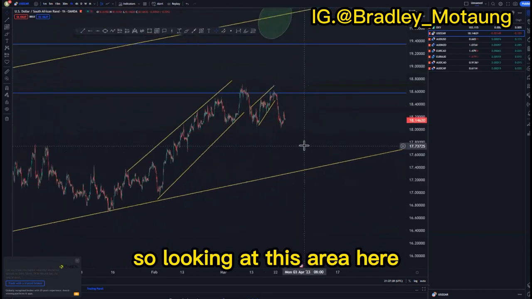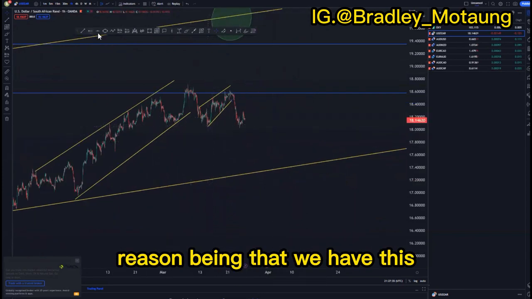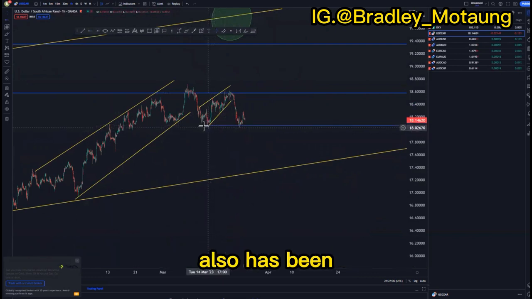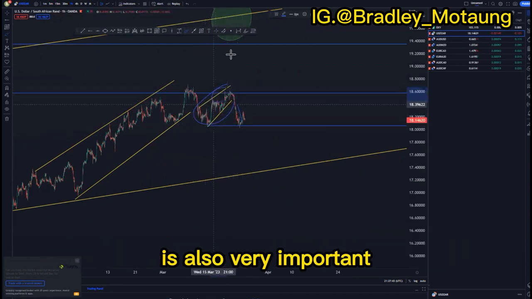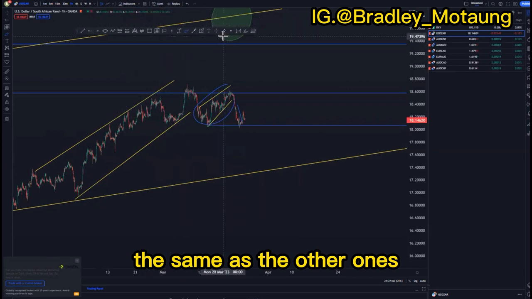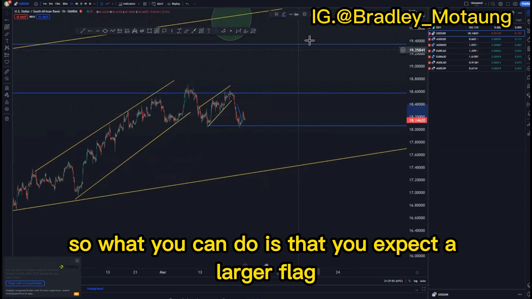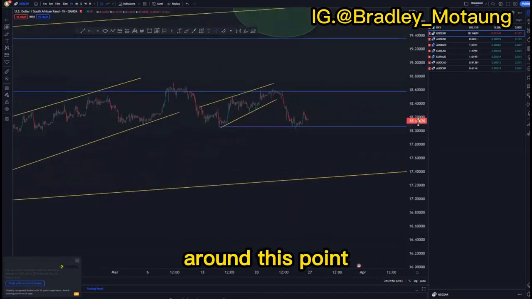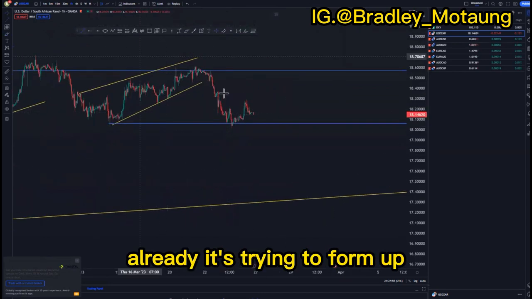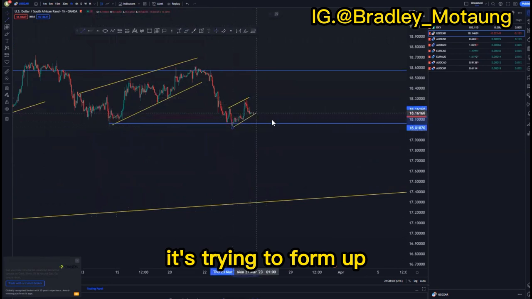So looking at this area here, what I'm thinking is that we can have a larger flag. Reason being that this 90% has also been tapped, just because this is a pattern on its own, as I said. So the 90% for this pattern is also very important, the same as the other ones. So you have to make sure that you cater for it also. What you can do is expect a larger flag around this area here. Already it's trying to form up, as you can see here.